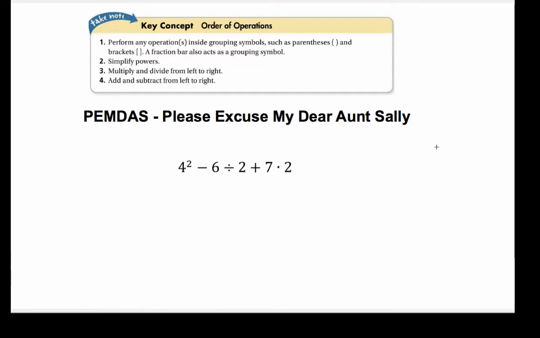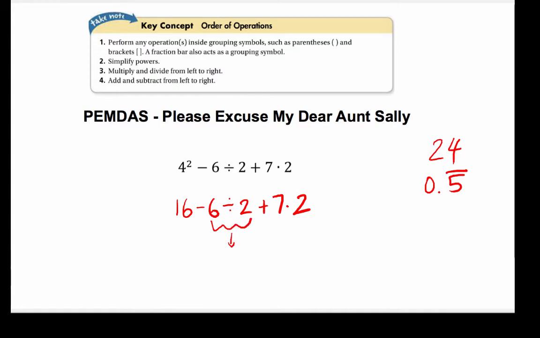Again, our answers from before were 24 and 0.5 repeating. So we look at our expression here. We don't have any grouping symbols, so we can skip number 1. We have a power here, so we're going to simplify that power. 4 squared is 16 minus 6 divided by 2 plus 7 times 2. No more powers, so let's move on to number 3. Number 3 says multiply and divide left to right. We can do these both together in one step. Here we have 6 divided by 2, that's 3. So these two are going to simplify into 3.